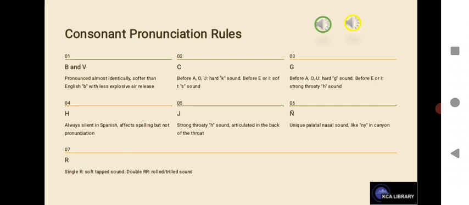LL. LL is often pronounced like Y: llaves, lluvia, calle, though pronunciation may vary by region. Ñ represents a "ny" sound, similar to the "ny" in canyon: niño, año.